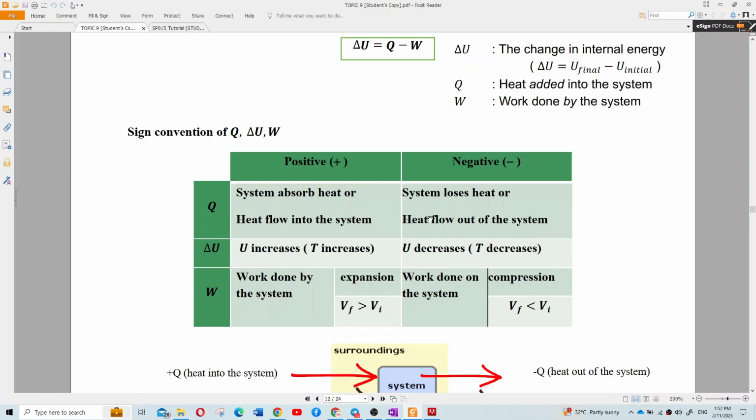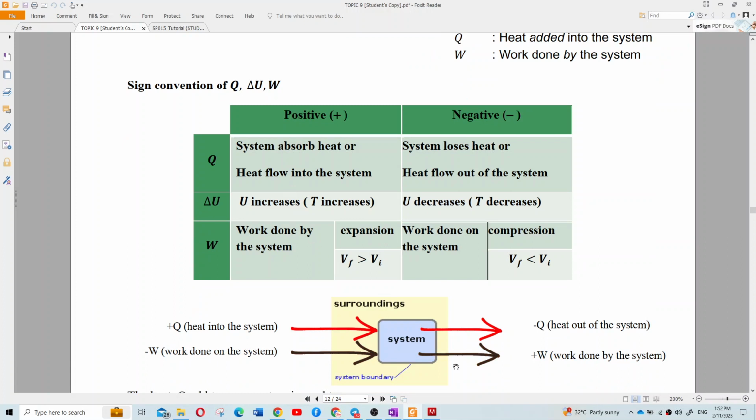Okay, now I want to explain one by one. Q. When is it positive? When should you put a positive Q value? You put positive Q when heat is absorbed into the system. Let's say this is the system, or we can say this is the container, the room, or the fridge. When heat goes into the fridge or into the room, that is positive Q. Understand? Heat absorbed means the room becomes hotter.